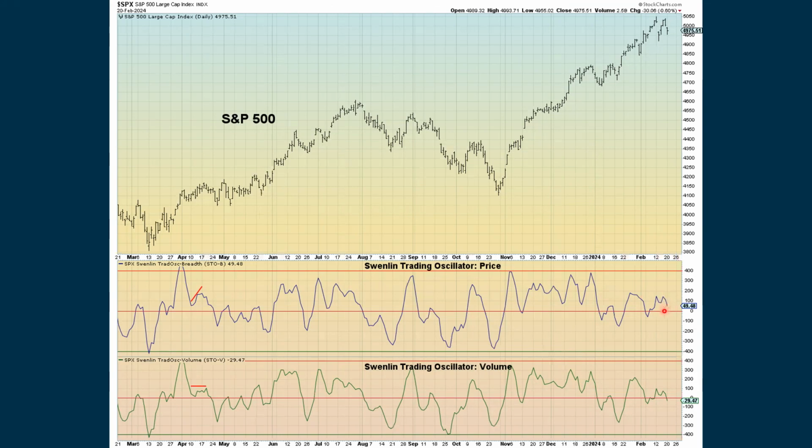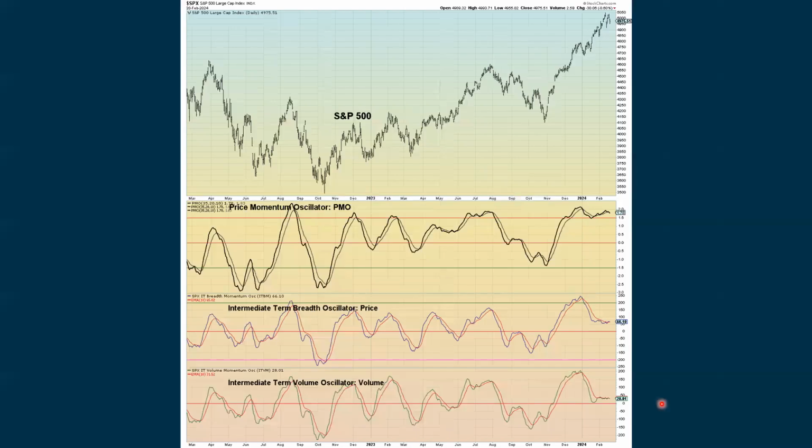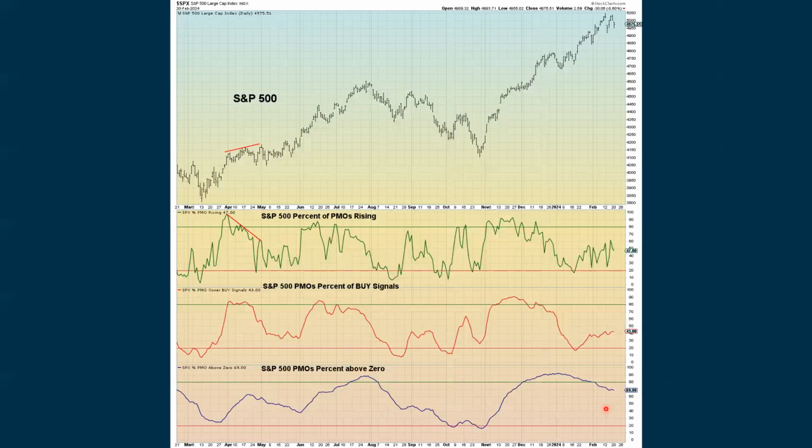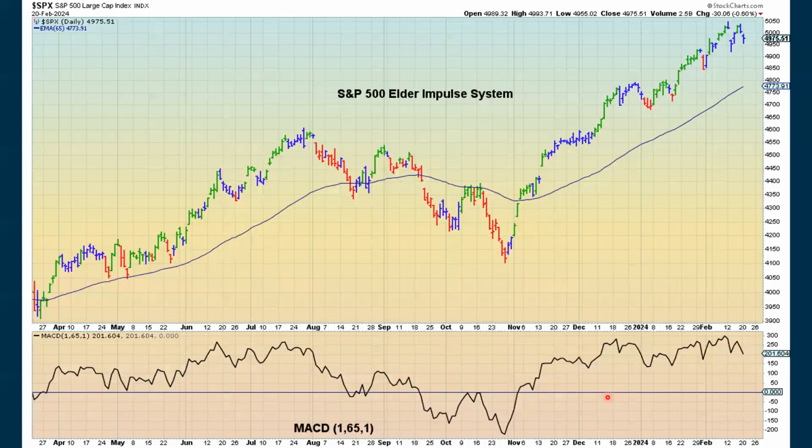We're still positive based on price, but we are declining where we're dropping below zero based on volume. And here's the PMO, another indicator that Carl Swenlin developed, where we're still extreme positive, but we're dropping below the moving average. We're a little bit positive here based on price. We're still right on top of the moving average based on volume. So we saw a bit of a decline with the PMOs that are rising. We're flat to slightly increasing with the buy signals, and we're flattening out a little bit with the PMOs above zero. We continue to be neutral with the Elder's Impulse system when looking at the S&P.